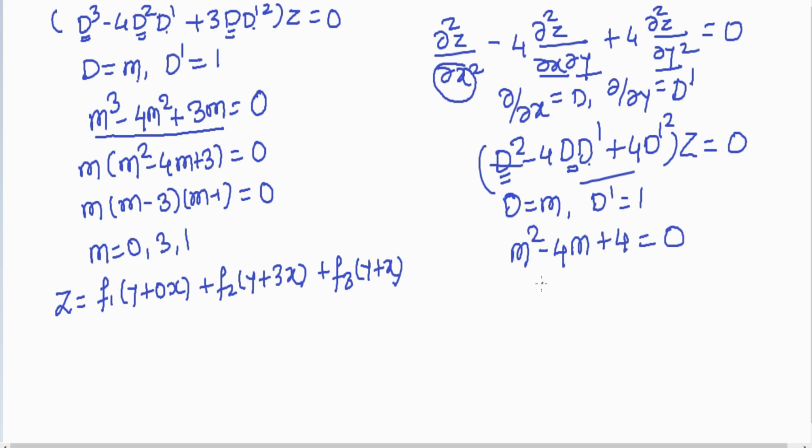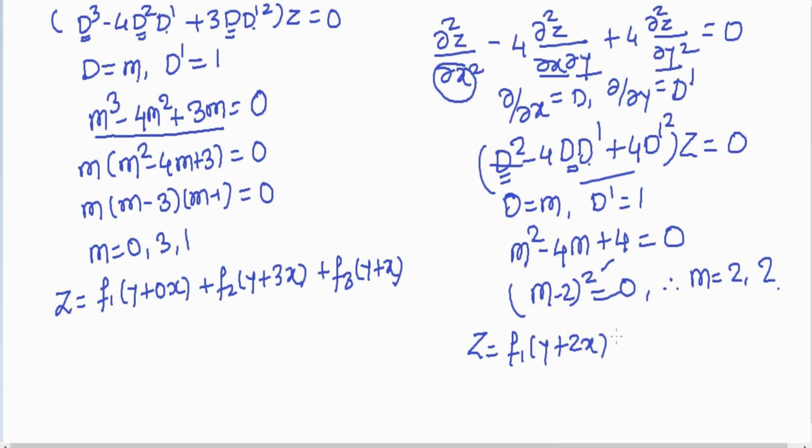But what is this? This is the expansion of m minus 2 whole squared equal to 0, and the roots are m equal to 2, twice. This equation must have two roots, but these roots are identical, therefore the solution of this is f1 of y plus 2x, plus x into f2 of y plus 2x, which is the solution of this differential equation.